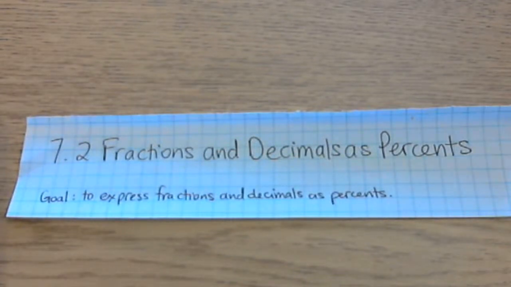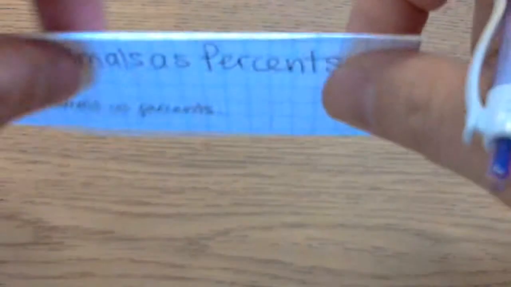And today folks, what we're going to be doing is looking at converting fractions and decimals to percents. And so that's going to be our goal, is to express fractions and decimals as percents. Not too difficult. Last time we talked about how the three, fractions, decimals, and percents, are all closely related because you can express them in similar ways. Okay, so let's get to some examples.